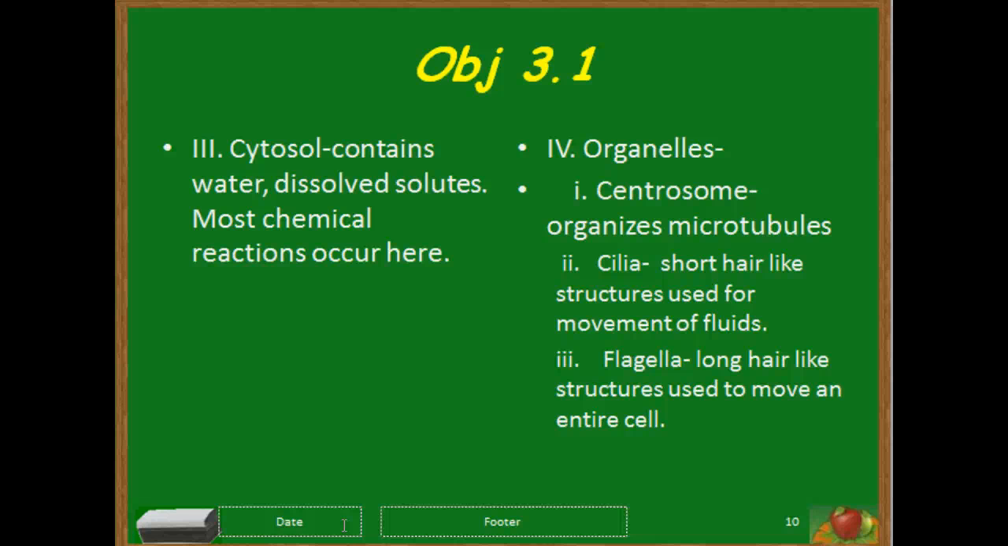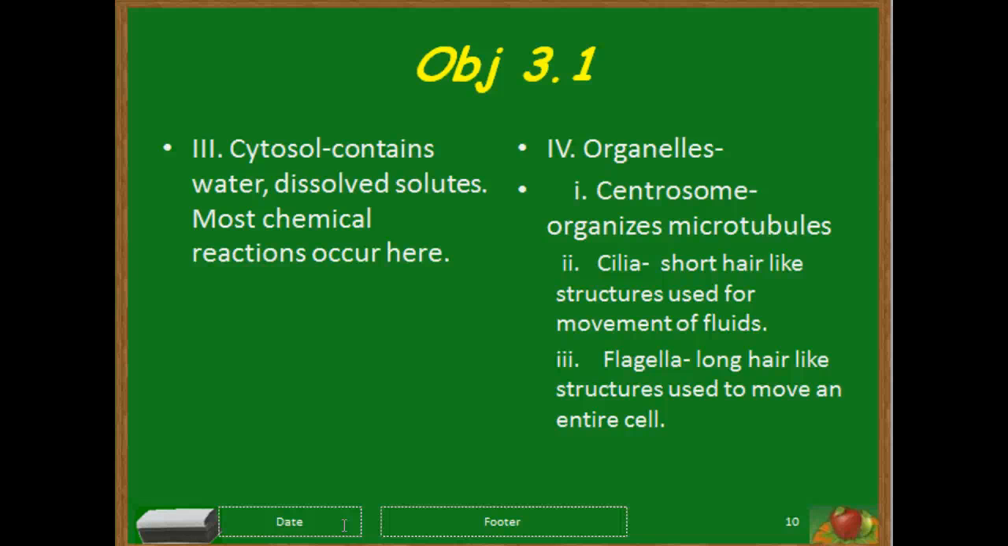Another thing I wanted to add were centrosomes. Centrosomes are very, very important because they organize microtubules. And the purpose of microtubules is very important. They are the keystone of stability in the cell. They help to make up the cytoskeleton, which is pretty much the skeleton of the cell that provides protection for everything involved.